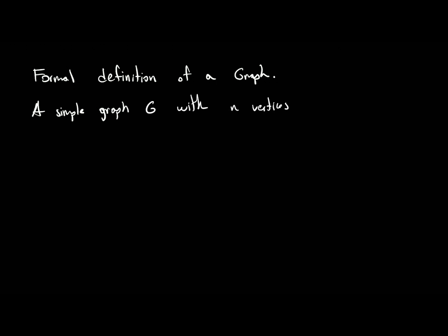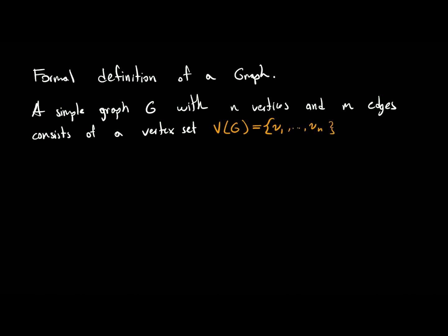Time for a formal definition of a graph. So, a simple graph G, say with n vertices and m edges, consists of 2 things mainly. Consists of a vertex set, which we write as V of G, specifying which graph, as the set of vertices, in this case, from V sub 1 up to V sub n. Here n because we stated with n vertices.